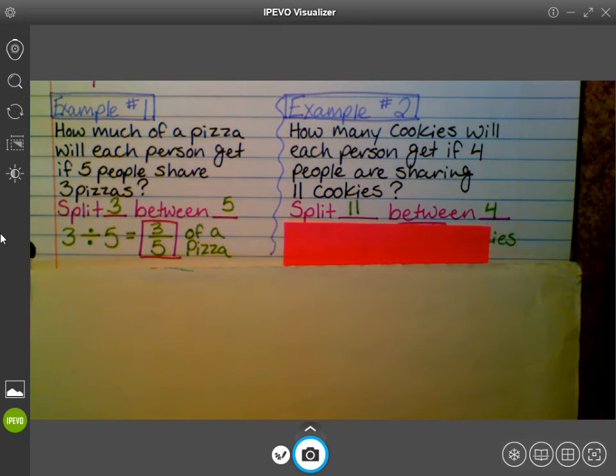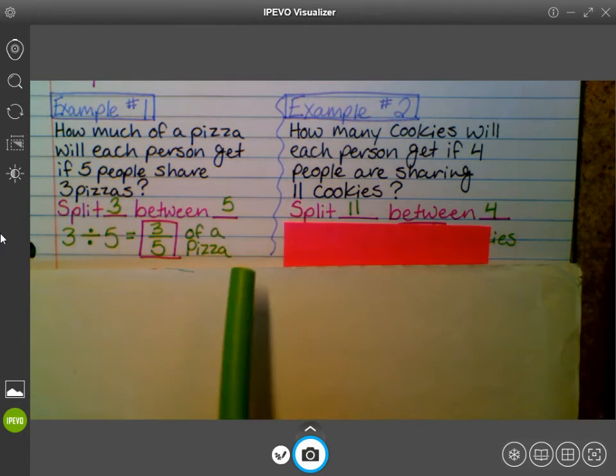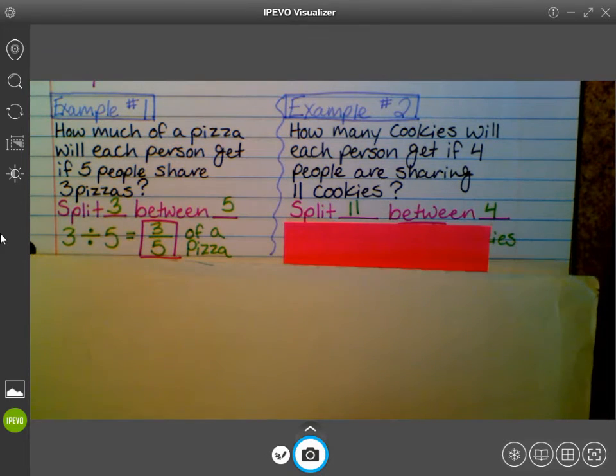Now, just like we did over here, I want you to write the division problem and the fraction for this problem. So just like over here, we put the split first and we divide that by the between, because the split tells us, okay, what do we have? And the between tells us, who are we splitting it up between? And don't forget, after that fraction, when you write it, this is a word problem. So think about what should be in your answer. Give me a thumbs up when you have the division problem, the fraction, and the unit.